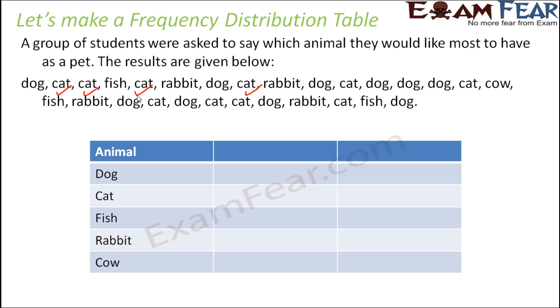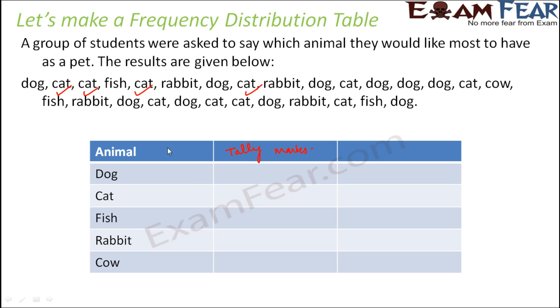Fine. Now once we know this, in order to make a frequency distribution table, we need to find how many times each of these entries get repeated. Now when you look at this huge set of data, it is very difficult to directly count the frequency. So what we do, we first write their tally marks. Let's say the second column is for tally marks.